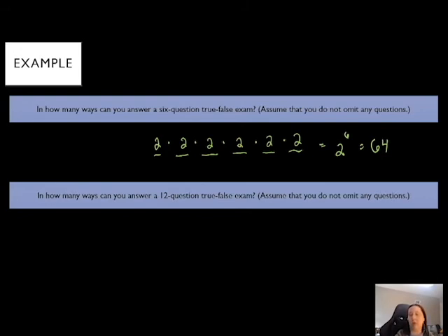So in how many ways can you answer a 12-question true-false exam? Again, you're not skipping any questions. So we can just skip the whole process of 2 times 2 times 2, because if you notice this pattern, this is just literally going to be 2 to the 12, which I definitely need a calculator for, because I don't know 64 times 64. Where did I put my calculator? Okay, so 2 to the 12th is 4,096. So there are 4,096 ways that you can answer a 12-question true-false exam.